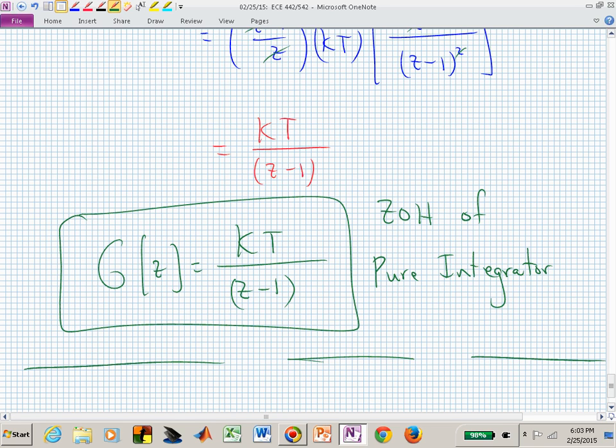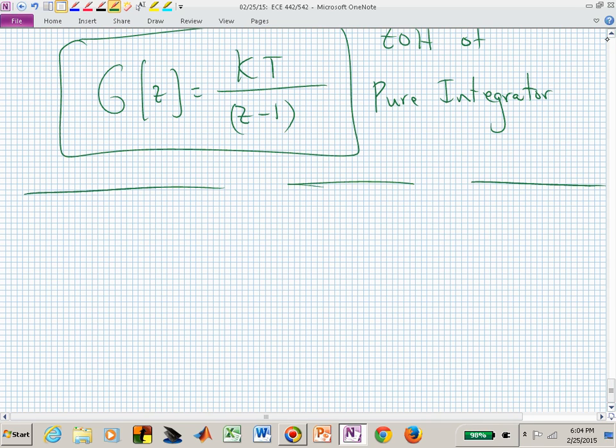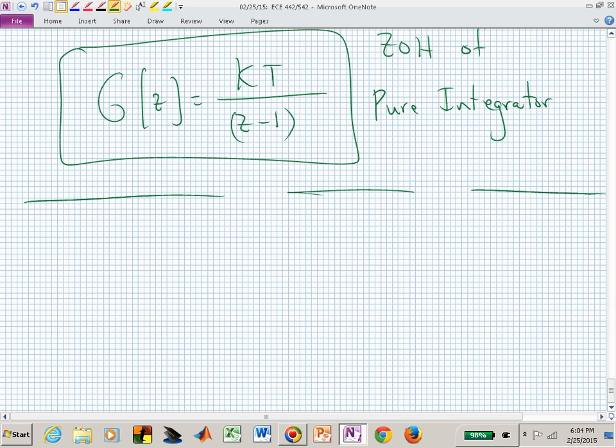And that now has what for a pole zero diagram? How complicated is the pole zero diagram of the zero order hold equivalent of a pure integrator? It's not very involved, is it? We have just one pole, and that pole is at z equal to 1. That's the frequency domain representation of the zero order hold equivalent of a pure integrator.